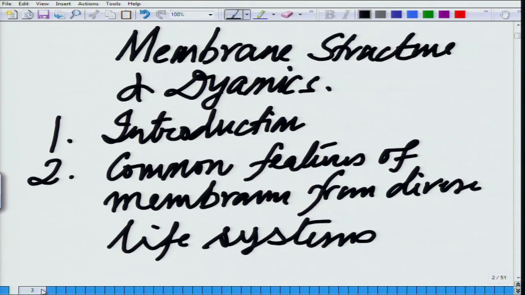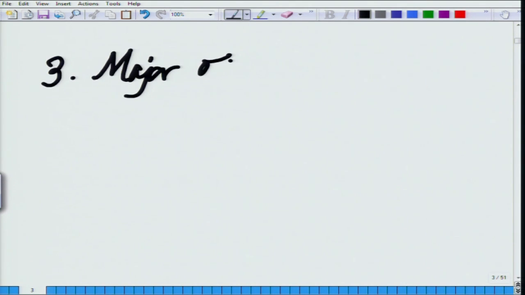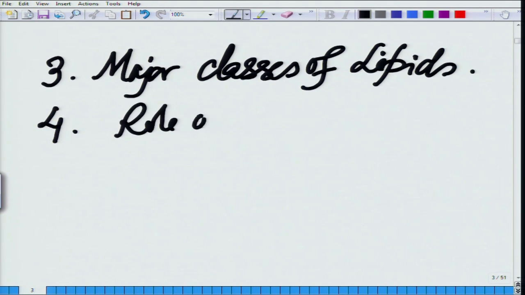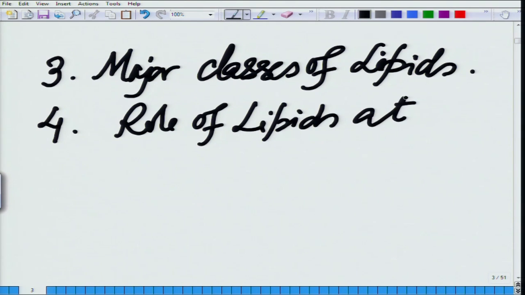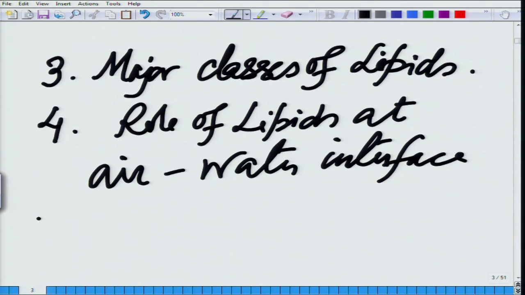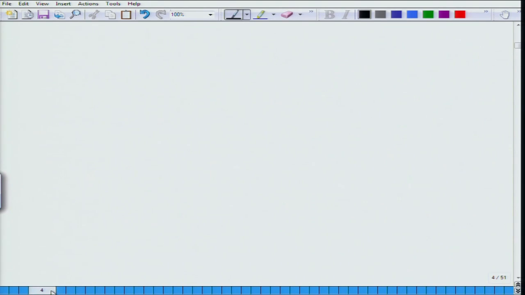The third thing we are going to cover will be the major classes of the lipids. As you remember, in my last lecture I told you, membranes are formed of lipids. So, we will be talking about the complete classification of the lipids, and then the role of lipids at the air-water interface, and then we will be touching upon the lipid bilayer and its significance. Okay. So, with this, let us move on to the first topic, which is the basic introduction about the lipids.